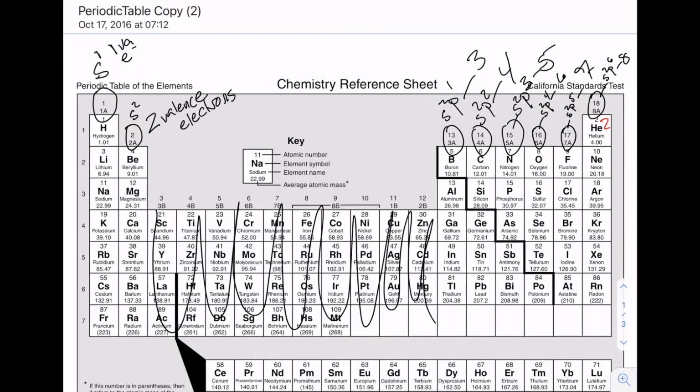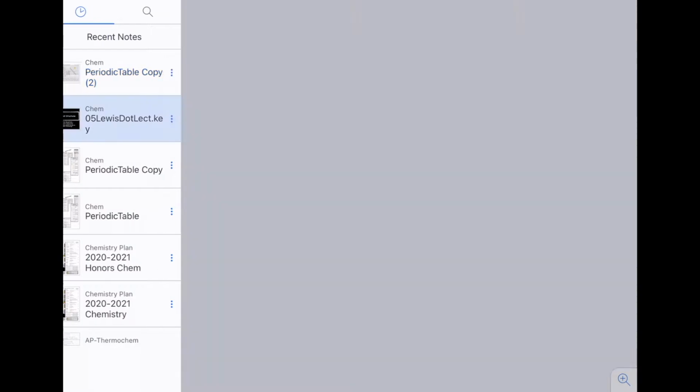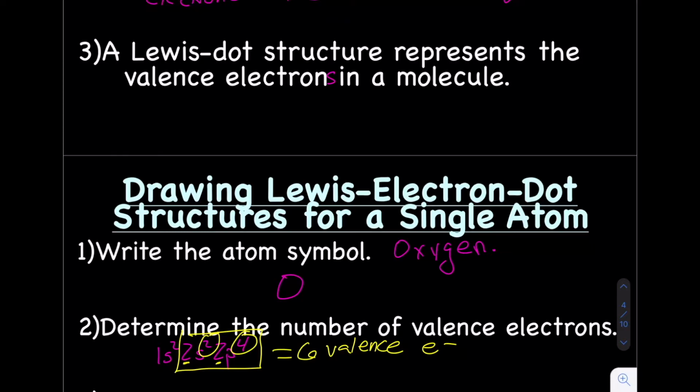So if you look at the overall pattern here, everything in group 1 has 1 valence electron. Everything in group 2 has 2 valence electrons. Group 3A has 3. Group 4A has 4. Group 5A has 5. Group 6A has 6. Everything in group 7A has 7. And most in group 8A have 8. So if you know the location of the atom, you know how many valence electrons there are. Oxygen is in group 6A, which means it has 6 valence electrons, which is what we figured out before.